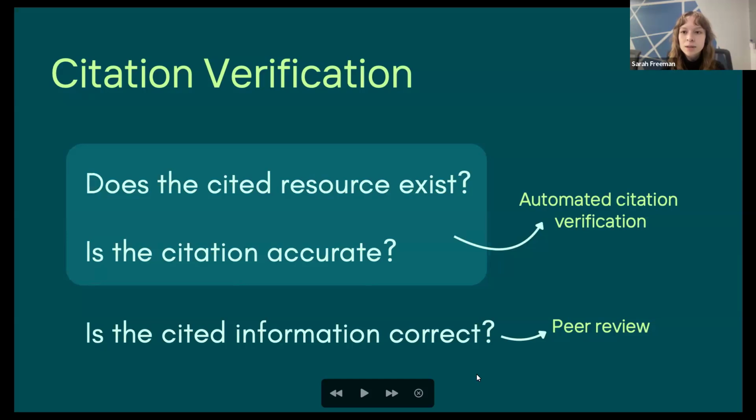And so we're going to be talking a bit about an automated citation verification tool. And just to be very clear, this is a tool that can address really the first two of these questions. Does the resource exist, and is the citation accurate? We're not going to be looking at whether the author has correctly and judiciously used the information in the source that they're citing, because that's really more of a question for a peer review process. We're just going to be looking at the text of the citation itself and asking whether it's accurate.